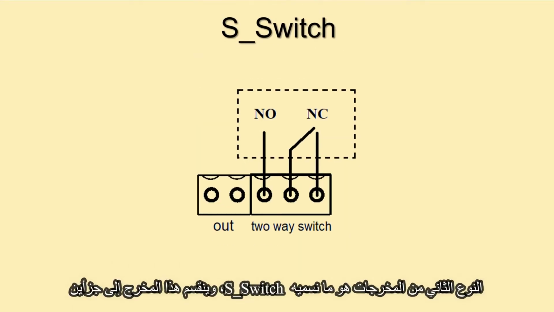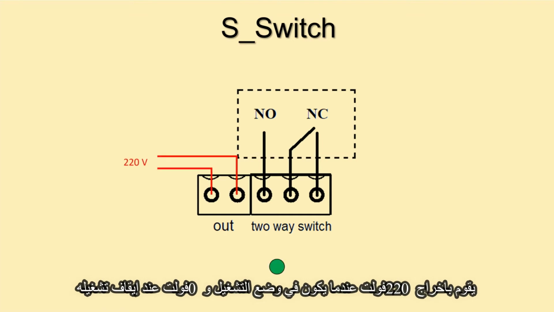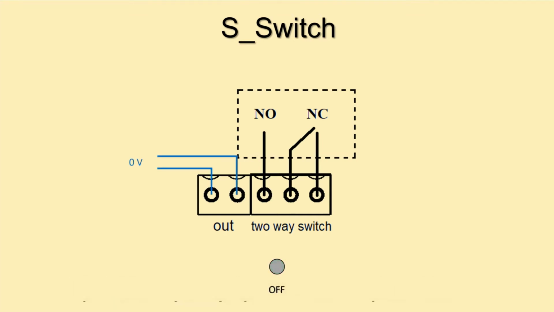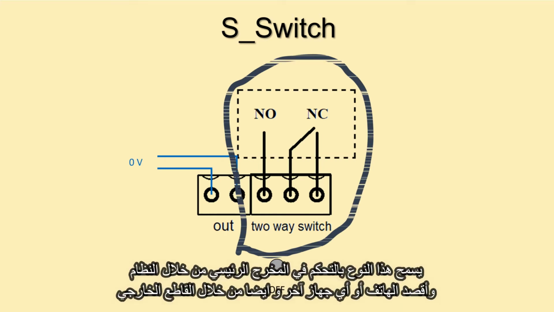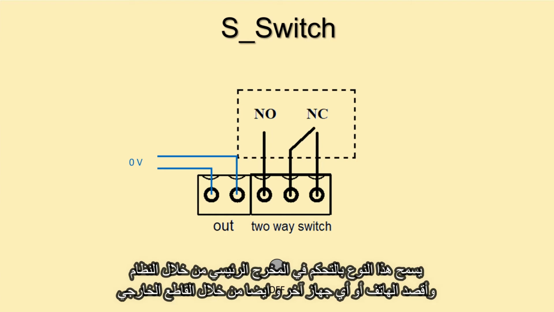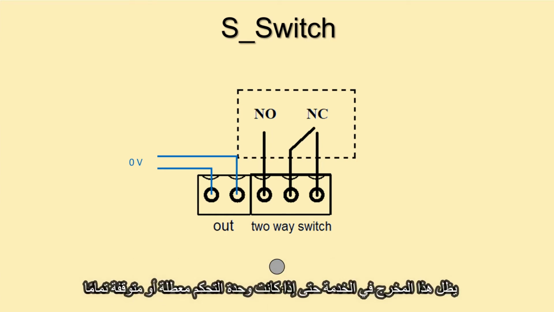The second type of outputs is what we call a switch. This output is divided into two parts. The first part represents the main output. It gives 220 volts when it's on and 0 volts when it's off. As for the second part, it is dedicated to the installation of an external two-way switch. It allows controlling the main output through the system, and I mean phone or other device, and through the external switch too. This output stays in service even if the controller is out of operation or completely turned off.